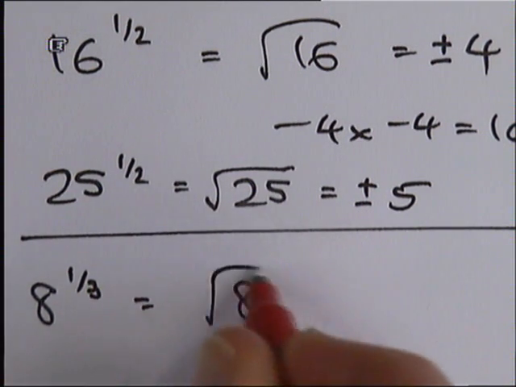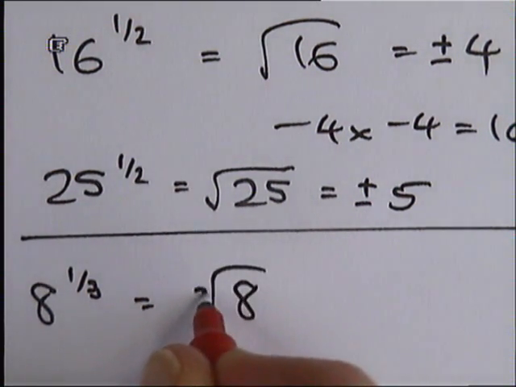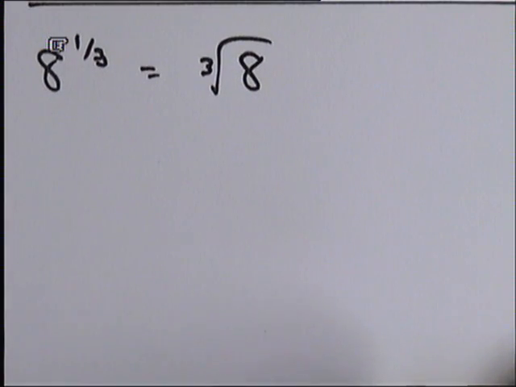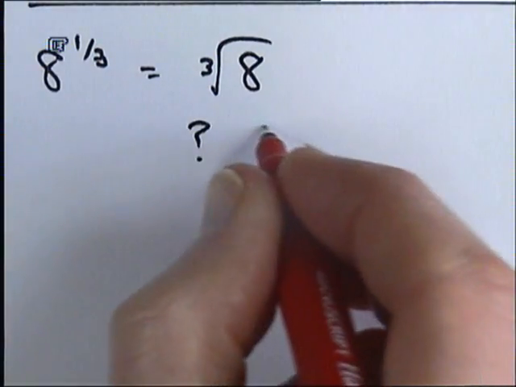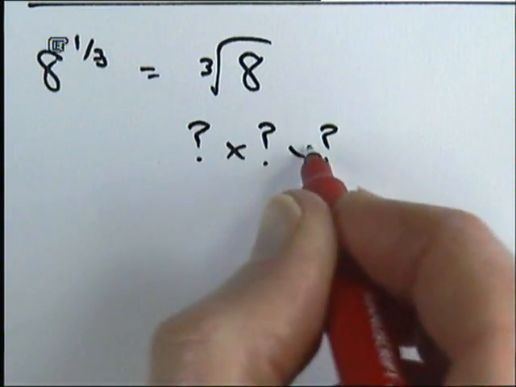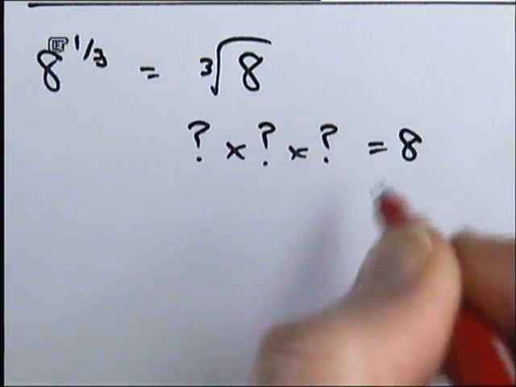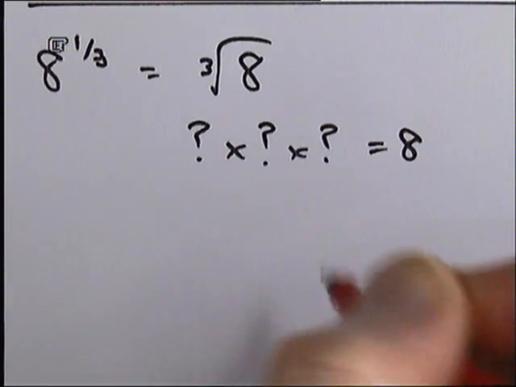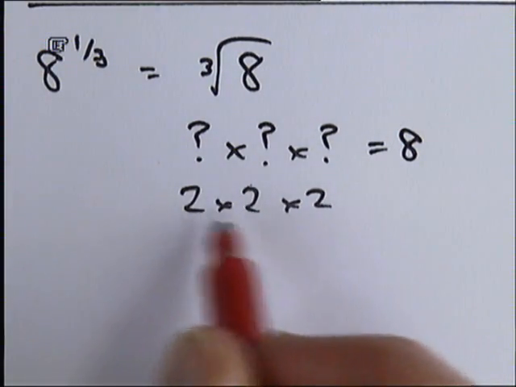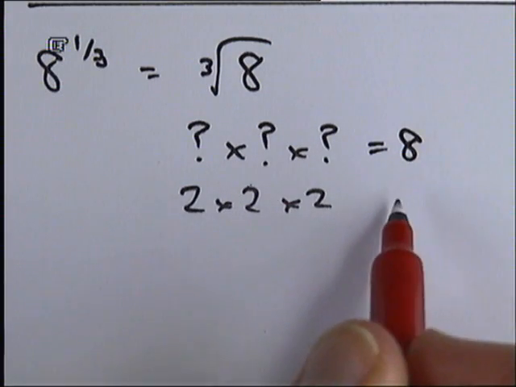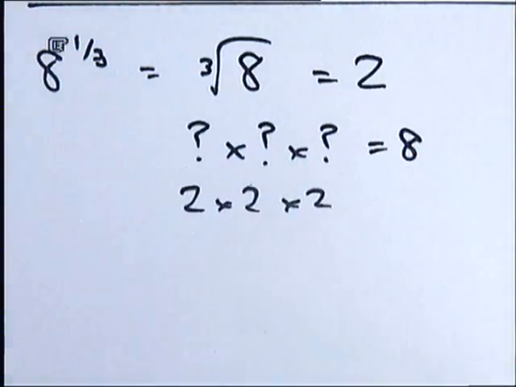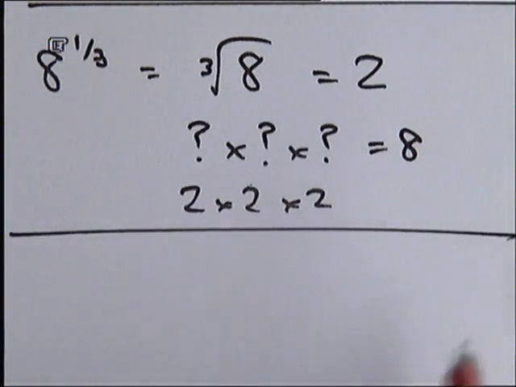The cube root we usually write down with the root symbol, but with a little 3 outside it. If we're trying to find the cube root of 8, that means we're trying to find some number that when we write it down 3 times and times that number together, we get 8. 2 times 2 times 2: 2 times 2 is 4, times 2 is 8. So the cube root of 8 is 2. 8 to the power of a third is 2.